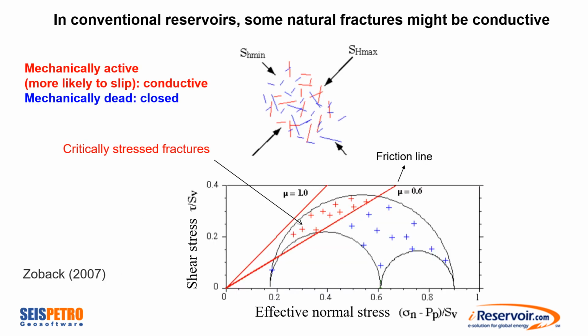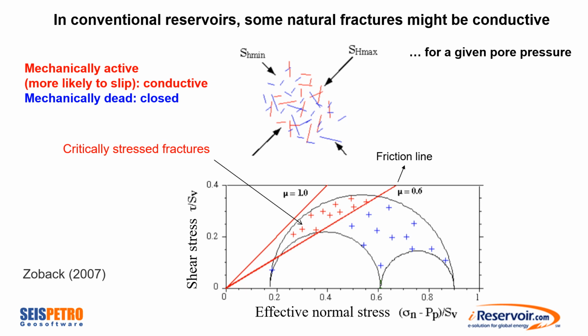But before we talk about unconventional reservoirs, let's see what happens in conventional reservoirs. In this case, some natural fractures might be conductive for a given pore pressure. Here's a figure from the book of Mark Zoback of 2007, where he shows conceptually what is going on. So here are some fractures, red and blue, with different orientations with respect to the maximum horizontal stress.